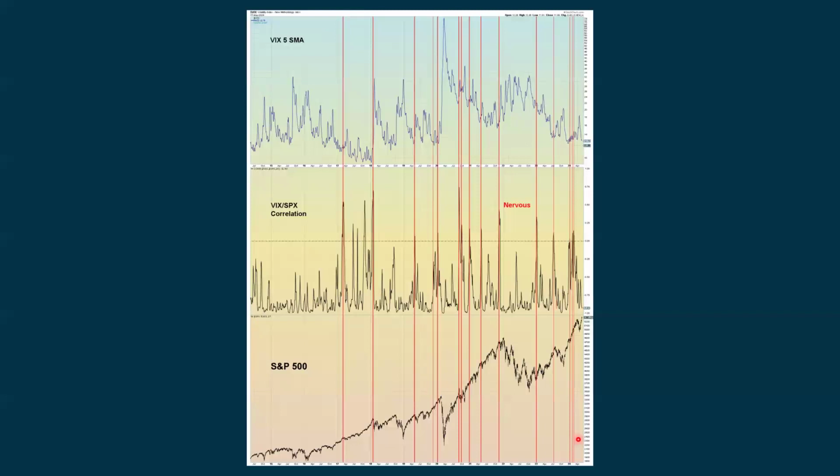Then I do another study. I take the VIX and I do a correlation with the S&P. Sometimes when we're not really seeing a lot of clear things with the VIX itself, we can see some things in this study, and I'm focusing on the middle area.